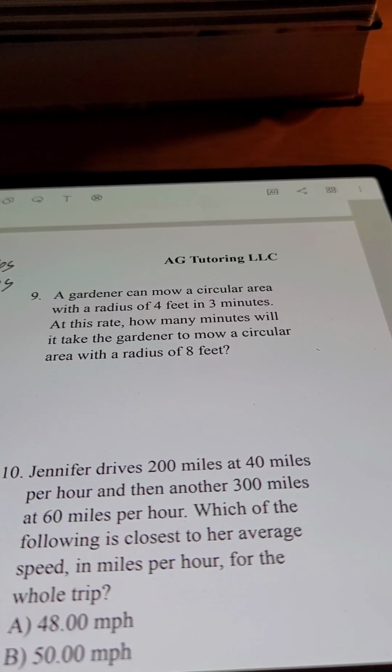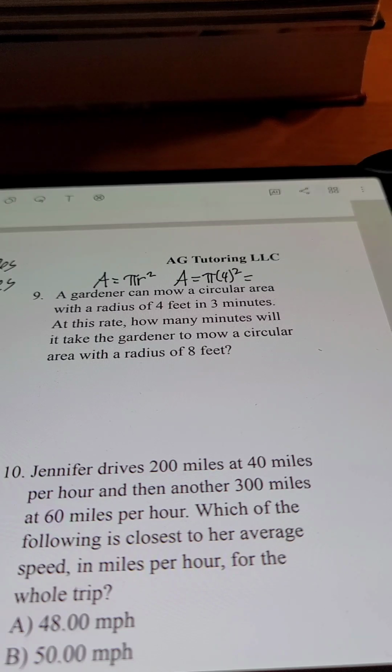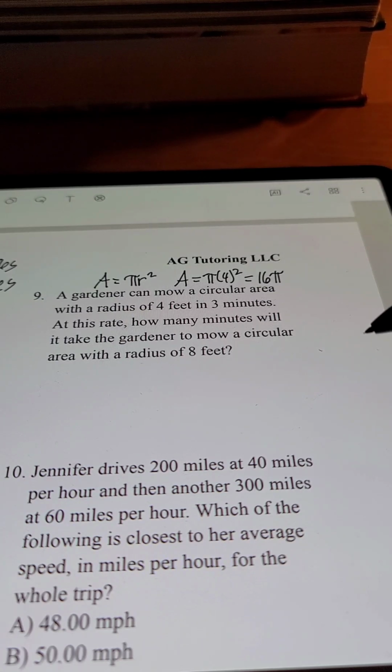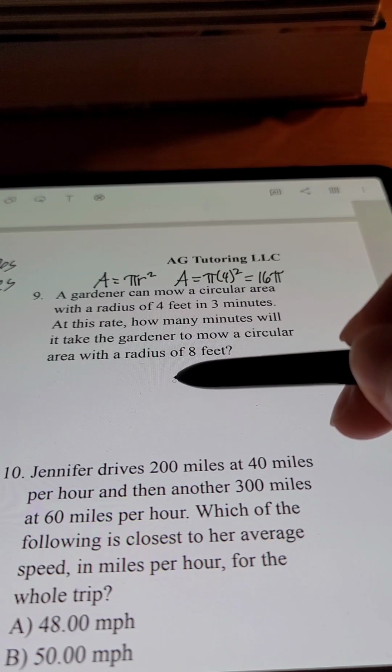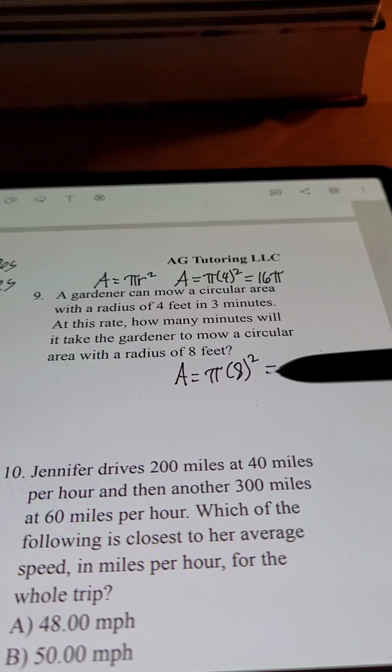So area of a circle is going to be equal to this formula, where A is the area and R is the radius, right? So let's first figure out the area when the radius is 4 feet. So I'm going to plug in 4 for my radius, and then I'm going to square it to get 16 and then multiply by pi. So it would be 16 pi for that area right there. Now let's determine the area in the second scenario, where the radius would be 8 feet. Well, the area would equal pi times r squared, which would be 8 squared. So that's going to be 64 pi.